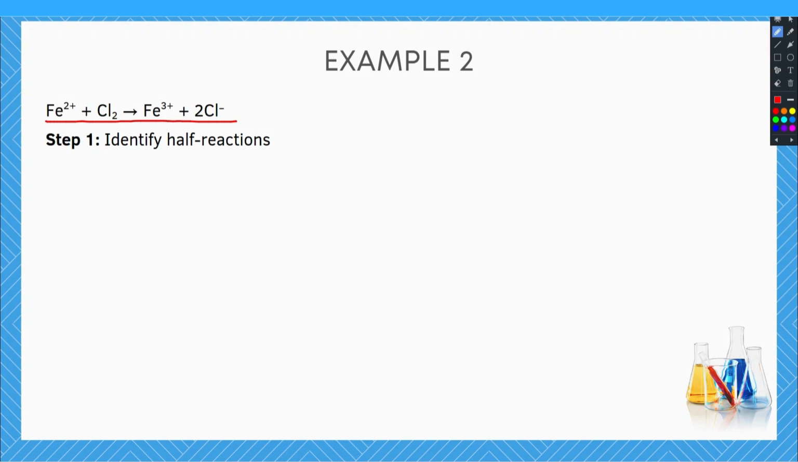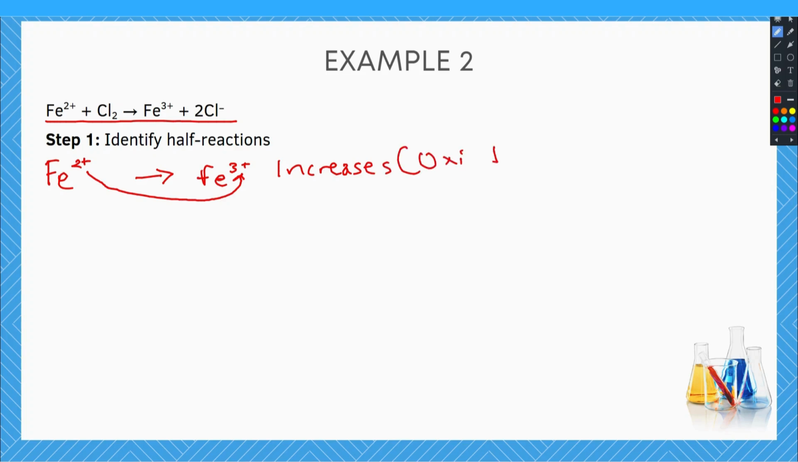So what is the first step to do? Identify the half reactions. So let's go ahead and identify which part is the oxidation half and which part is the reduction half. So we have Fe2+ being transformed into Fe3+. If you watch closely, you see that the oxidation number changes from +2 to +3. Now, if something moves from +2 to +3, does it increase or decrease? Of course, it increases. And when the oxidation number increases, we say that is oxidation that has taken place.